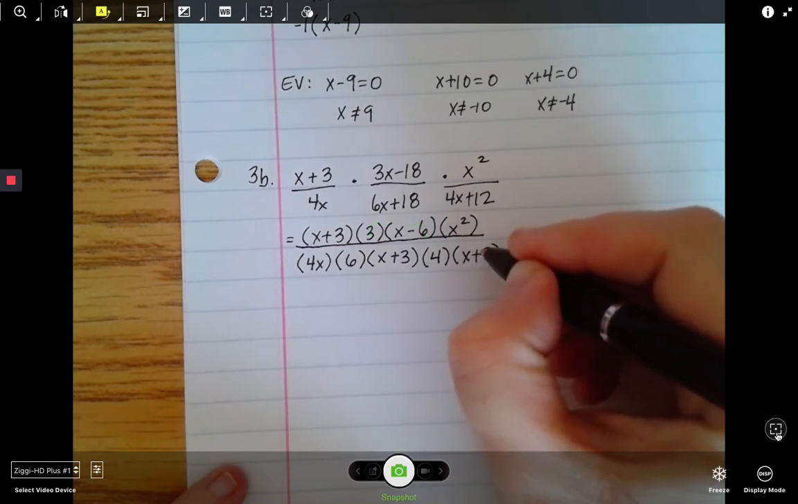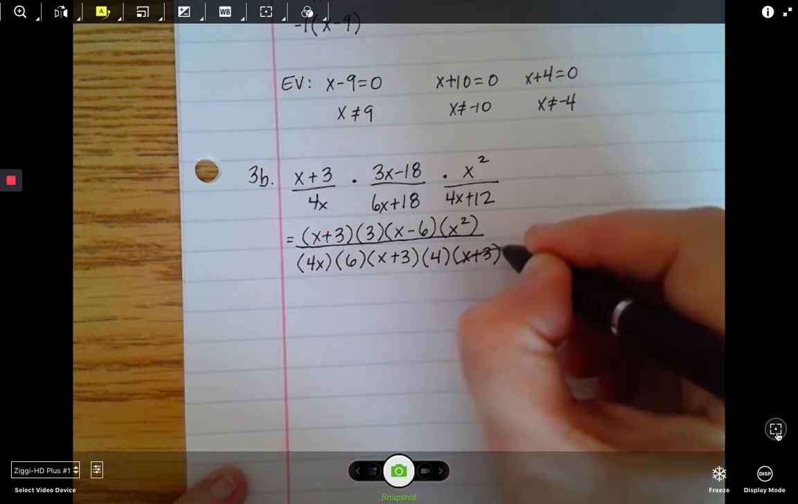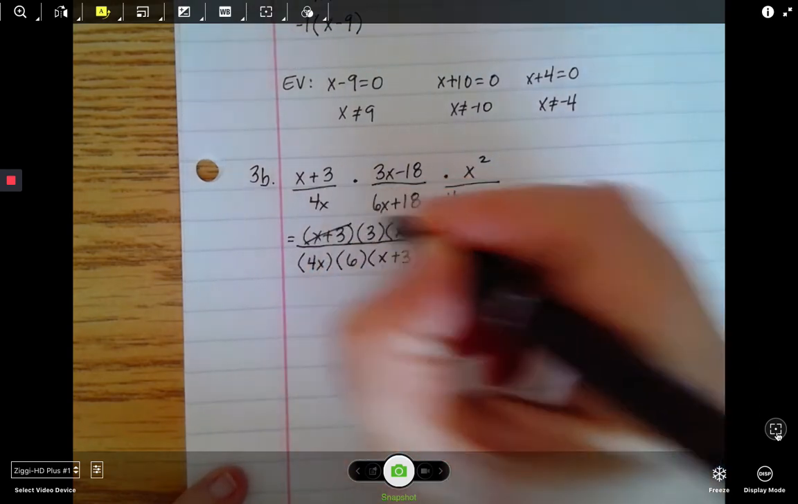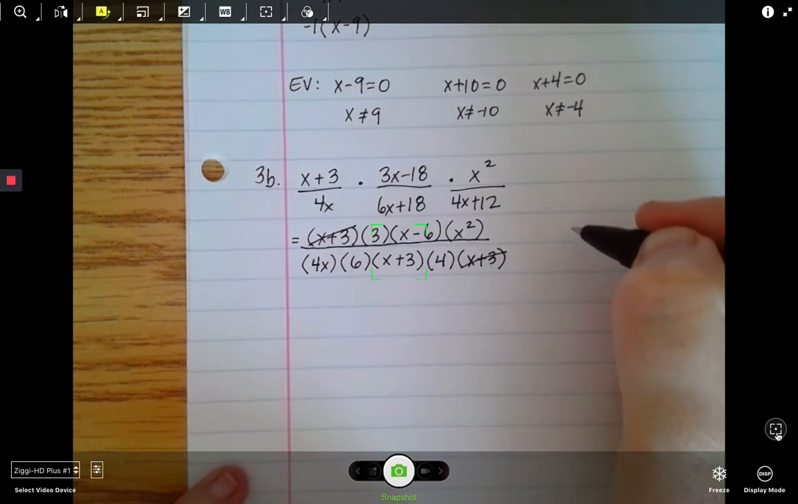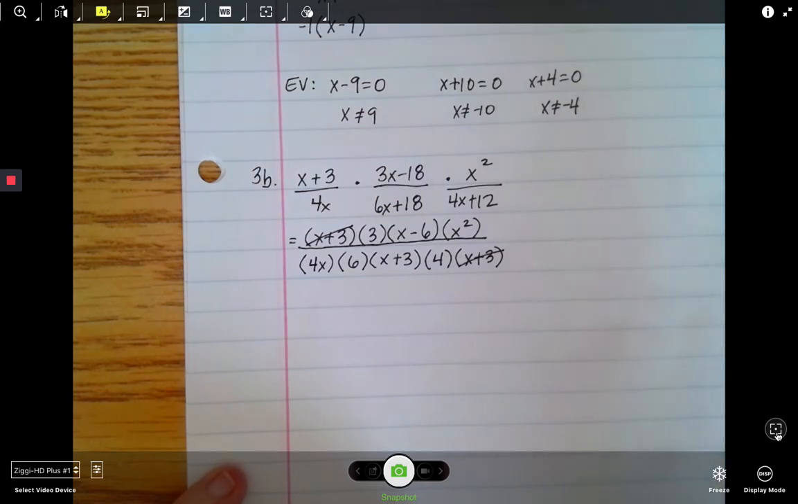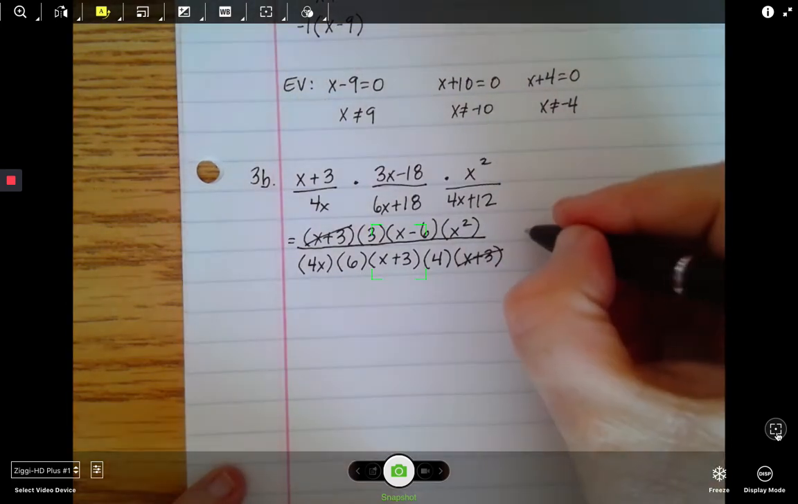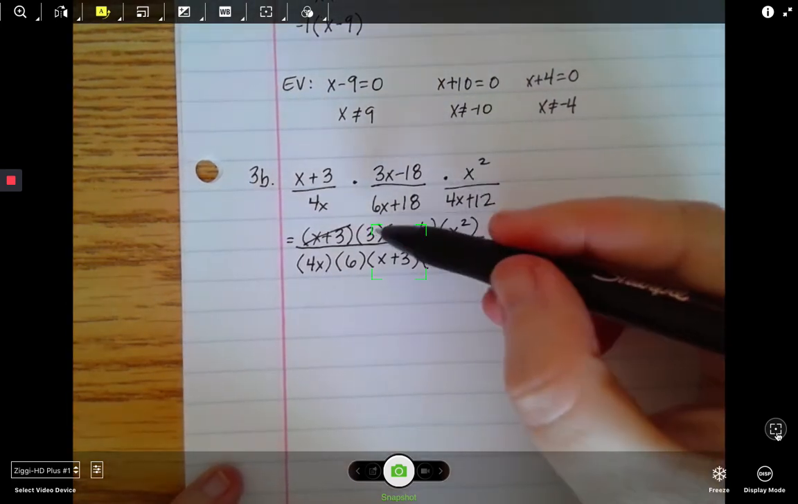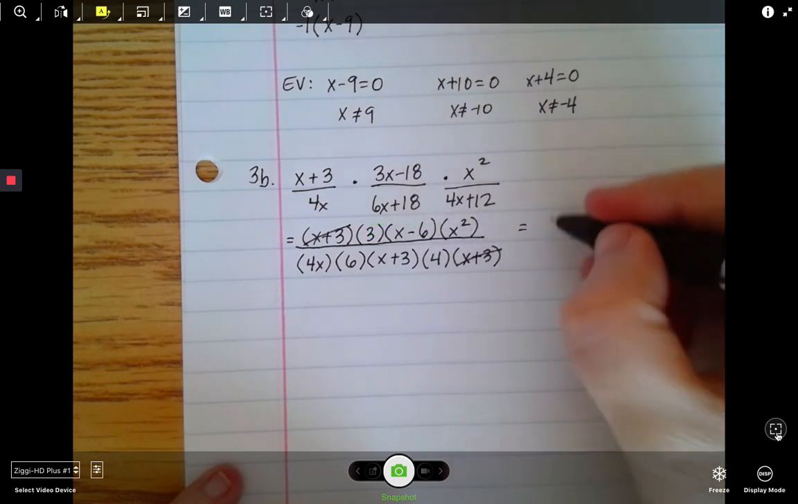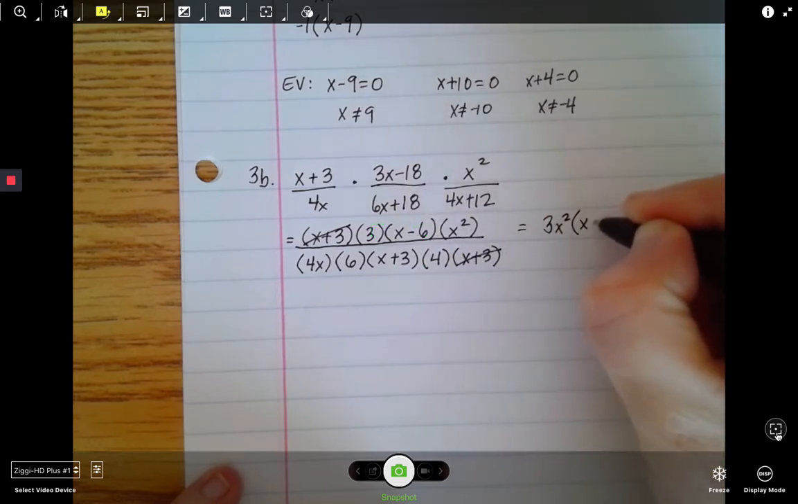Alright, so I'm going to cross out anything I can. I got this x plus 3 and x plus 3. So that looks to me like that's all I can factor out. So I've got 3 times x minus 6 times x squared. I can write that as 3x squared times x minus 6.